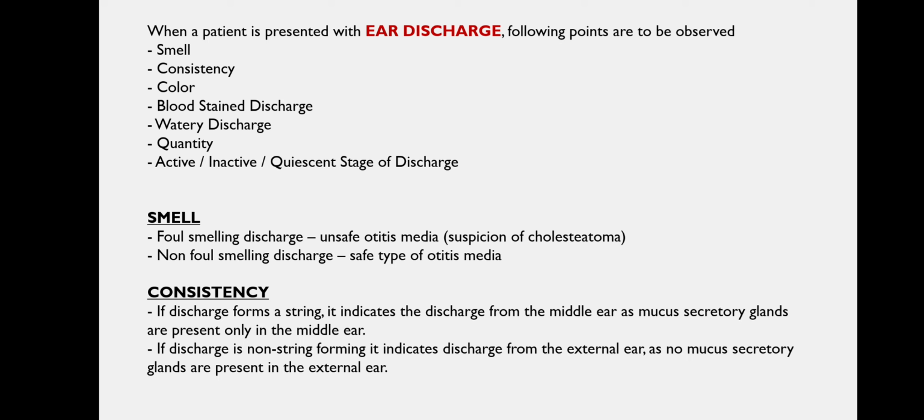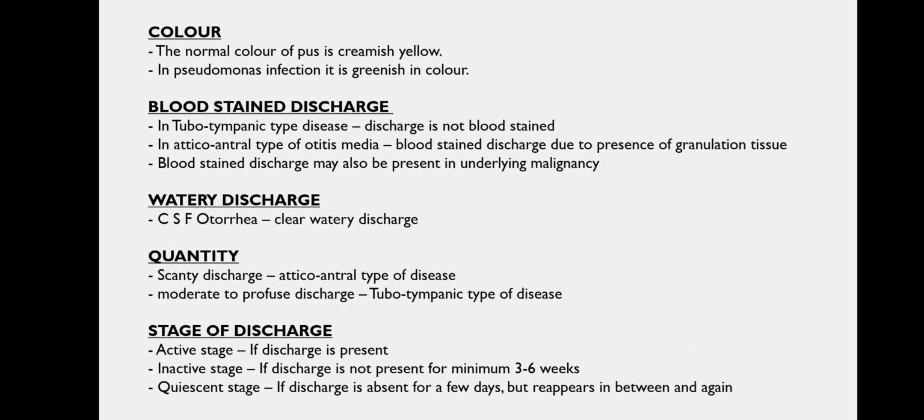Smell. Foul-smelling discharge is seen in the case of unsafe otitis media. Non-foul smelling discharge is seen in the safe type of otitis media. Consistency. If discharge forms a string, it indicates discharge from the middle ear, as mucous secretory glands are present only in the middle ear. If discharge is non-string forming, it indicates discharge from the external ear, as no mucous secretory glands are present in the external ear. Color. The normal color of pus is creamish yellow. In case of Pseudomonas infection, it is greenish in color.